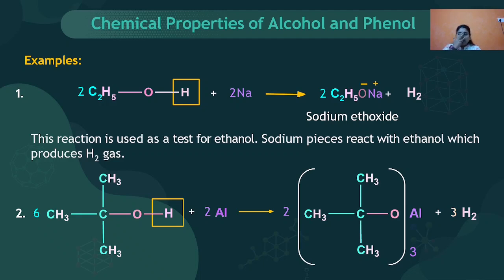So when ethyl group is attached with the OH, it forms ethyl alcohol. When 2 moles of ethyl alcohol are treated with 2 moles of sodium, sodium replaces the hydrogen from the ethyl alcohol and forms sodium ethoxide plus hydrogen. In the product formed, you can see that it has two types of ions. One has a negative sign and the other a positive sign, which means one is a cation and the other is an anion. So there are two different types of charged particles present in the product.